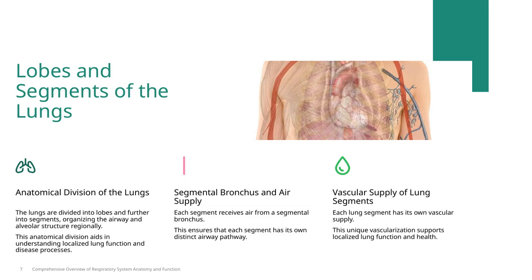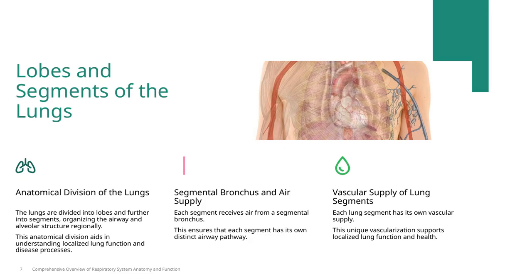Each segment of the lung receives air from its own segmental bronchus. This means that every segment has a dedicated airway pathway, which is crucial for efficient airflow and targeted treatment if needed. Moving on to the anatomical organization, the lungs are divided into lobes, and these lobes are further segmented. This regional division helps us understand how different parts of the lung function and how diseases may affect specific areas.